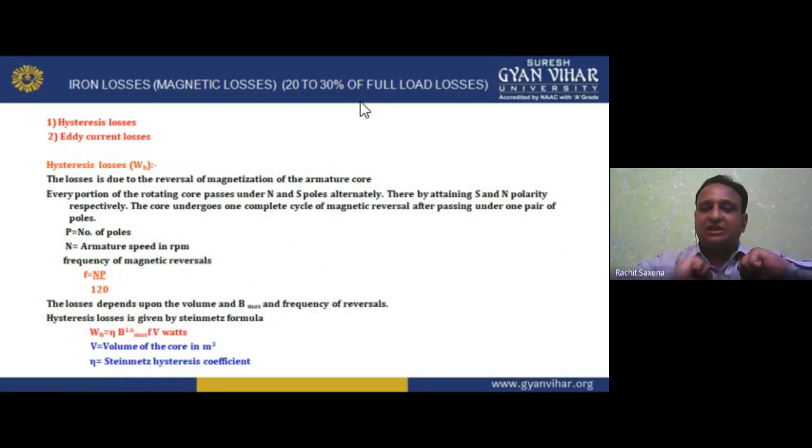After passing under one pair of poles. This is one pair of poles, north to south. This is north, this is south. We can say like this: north, then again south.